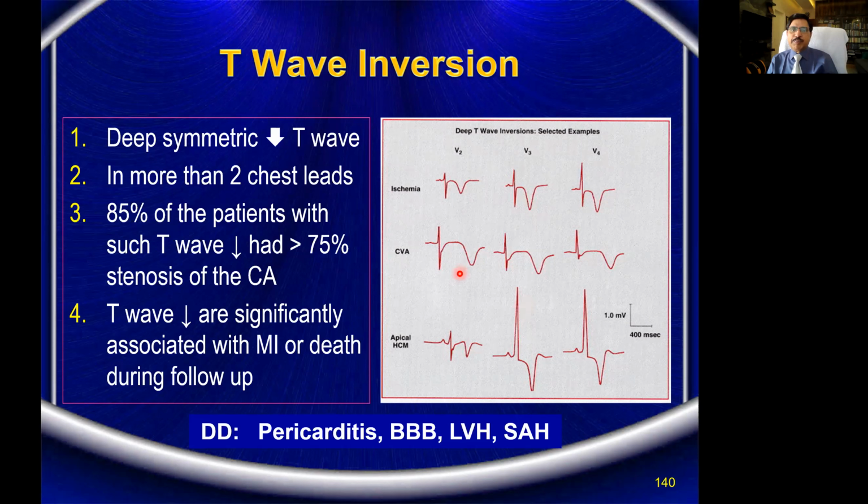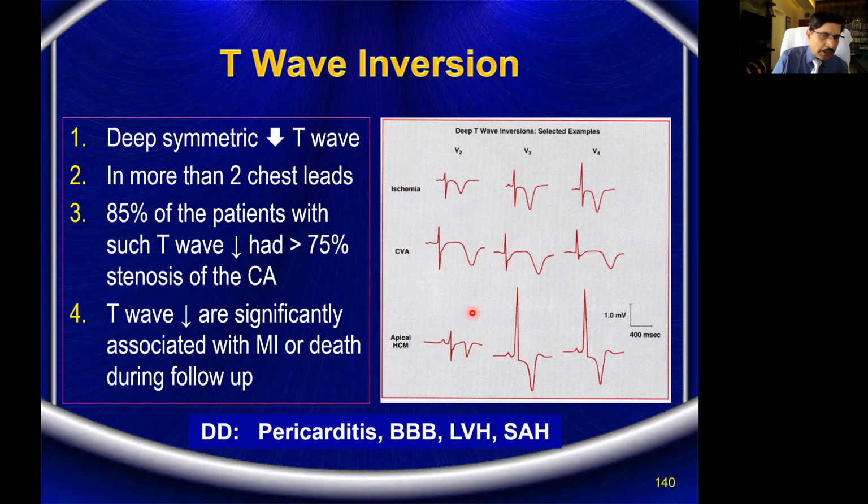So what is the DD of people who have T inversions like this? Differential diagnosis is pericarditis, which also will produce T inversion changes. Bundle branch block, we don't see that because QRS is not widened. LVH, we don't see LVH because in V1 we require a deep S wave. And of course, we don't have a full ECG. Doesn't look like LVH. Subarachnoid hemorrhage? Yes, this is a subarachnoid hemorrhage. So these are differential diagnoses of deep cup-shaped symmetric T inversions: ischemia, cerebrovascular accident, apical HCM, LVH, BBB, pericarditis. Of course, one part of the CVA is subarachnoid hemorrhage.